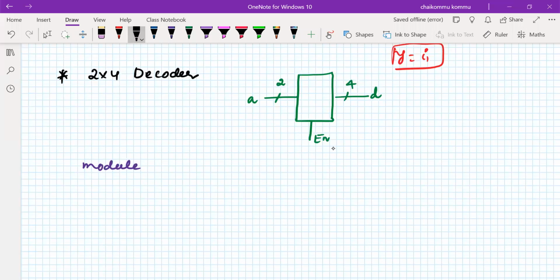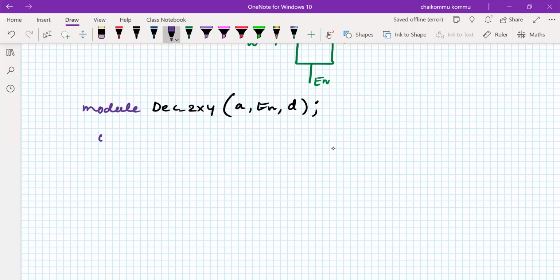Module 2/4 underscore decoder. Shall I write like this, 2/4 decoder? I should not write like this. You should not start with a number, right? decode underscore 2 by 4. This is the way that I can write. A, enable, D. Okay, so what are the inputs here now?